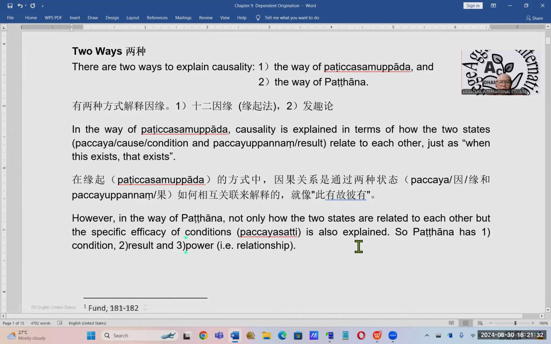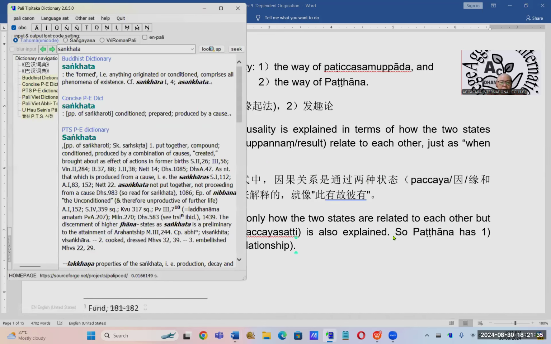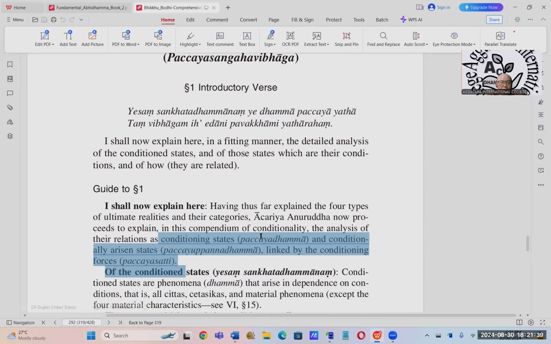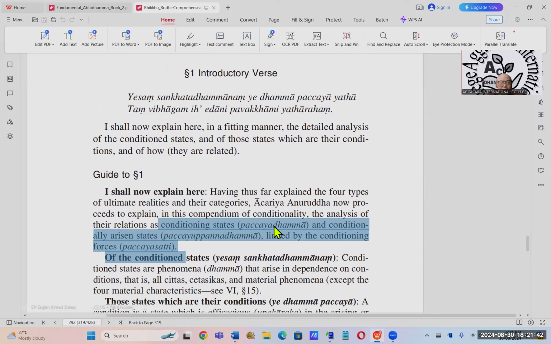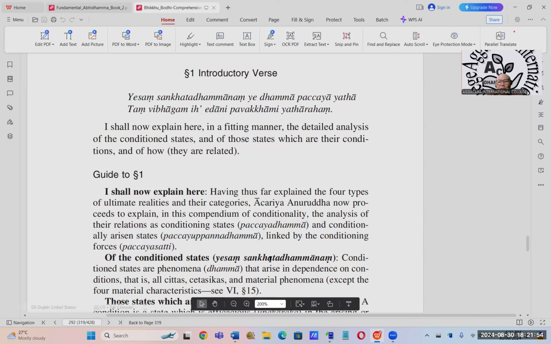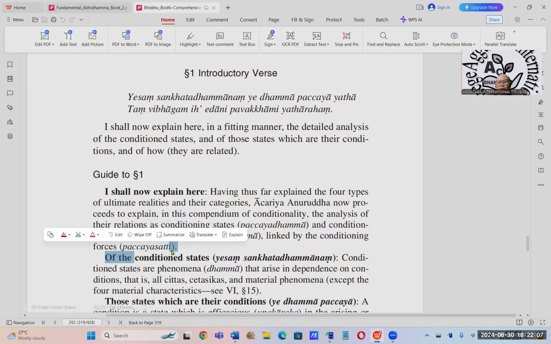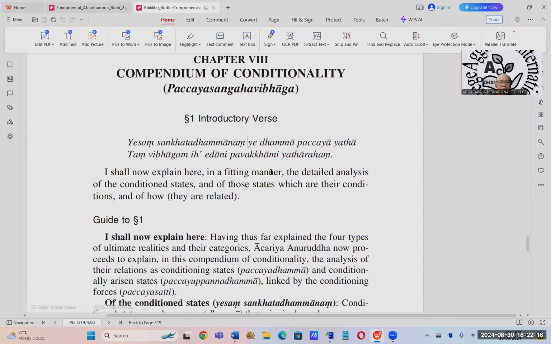If you want to put the Pali, copy from the Bhikkhu Bodhi book: Pachaya Dhamma, the condition. Another one is Pachayuppana Dhamma. And then the third is Pachaya Sati. So this is the Pali. It's the same as just now. The first one is Pachaya, condition, cause. The second one is the result. And the third one is the force. What is the force in between? This is in the very first page of the Bhikkhu Bodhi book, in chapter number 7. Have a look there.